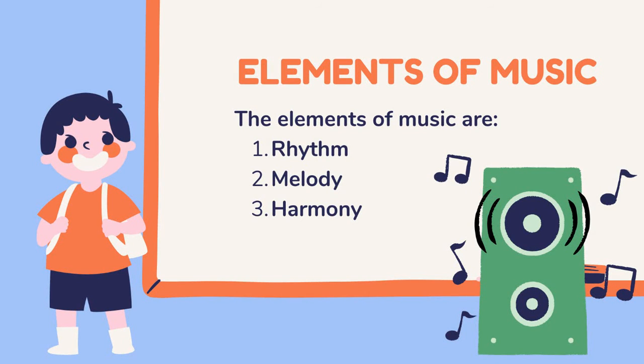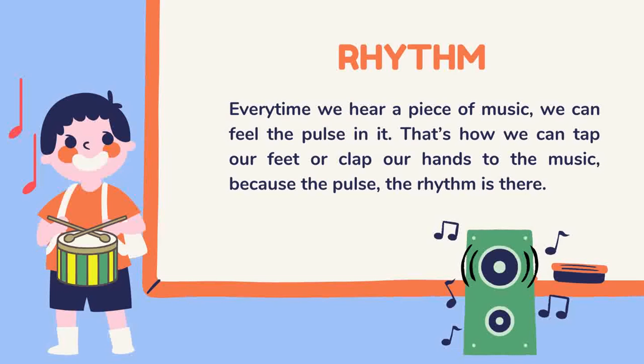Now it's time to remember the information that we learned last week. The topic from last week was elements of music, and the elements of music are rhythm, melody, and harmony. Rhythm. Every time we hear a piece of music, we can feel the pulse in it. That's how we can tap our feet or clap our hands to the music, because the pulse, the rhythm, is there.